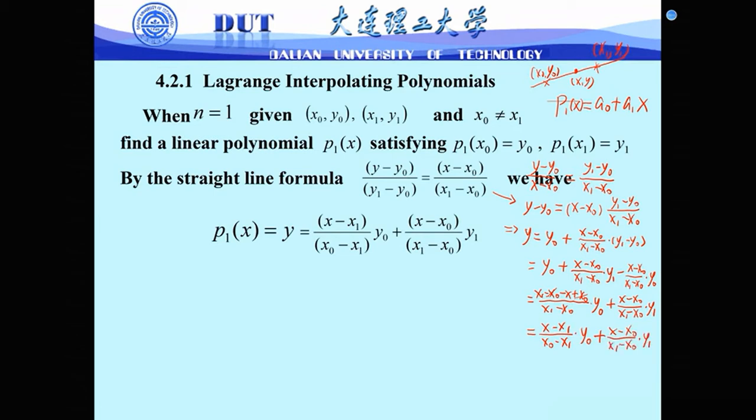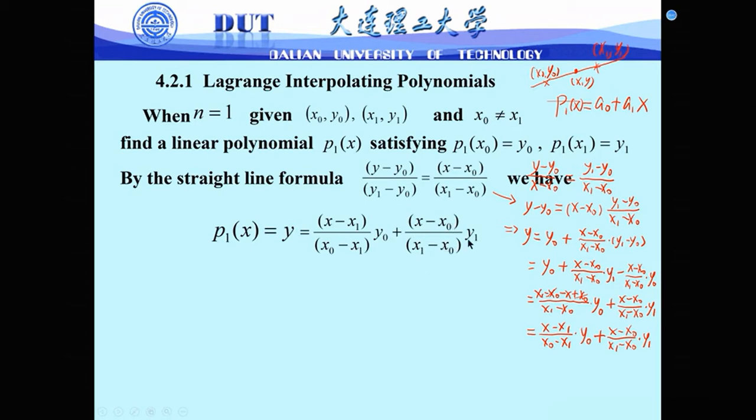So now we obtain, starting from this formula, y equal to a function of x: (x minus x1) divided by (x0 minus x1) multiplied by y0, plus (x minus x0) divided by (x1 minus x0).